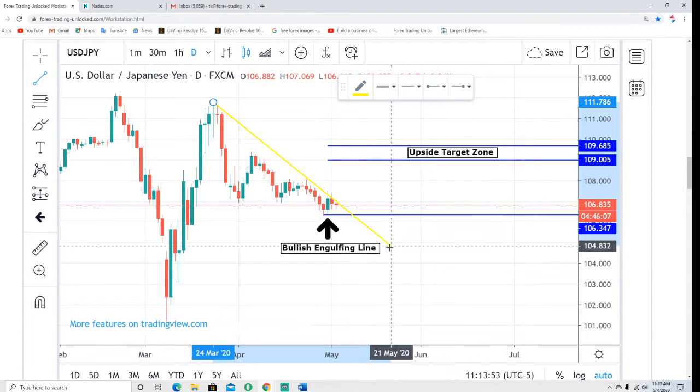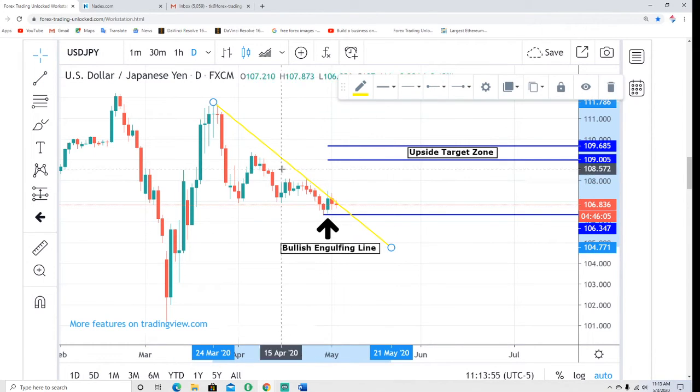The one nice thing here is that if you look at how this came off this last high right here with this bullish engulfing line, we're coming through just by attrition of time through this downward sloping resistance. So does that mean that we're all of a sudden going to become bullish?